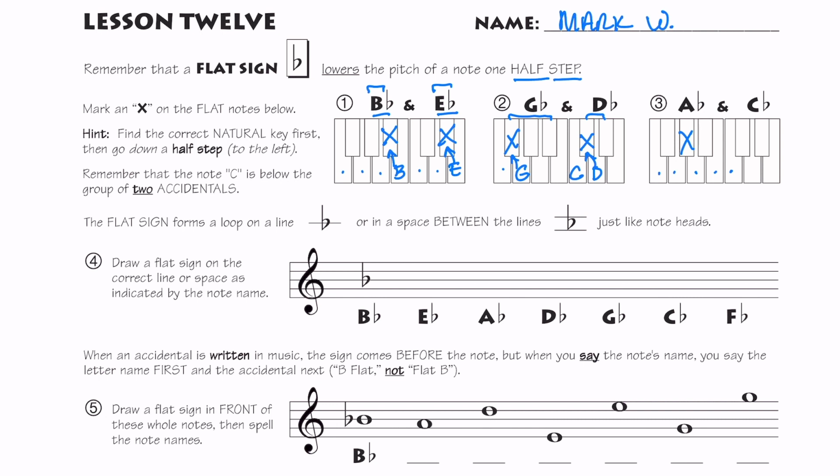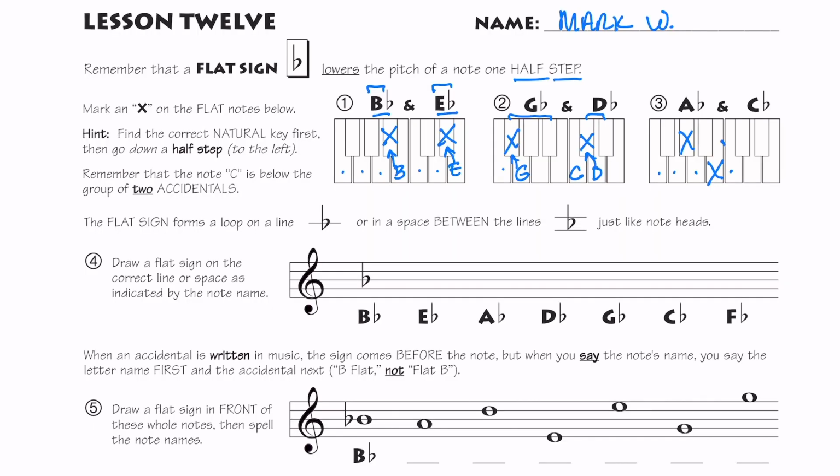Here's my C. Where's the flat? It's not in here. It's going to be right here. So C flat is another way of writing the note B. In music, we call this an enharmonic tone, which means 2 names for the same note.